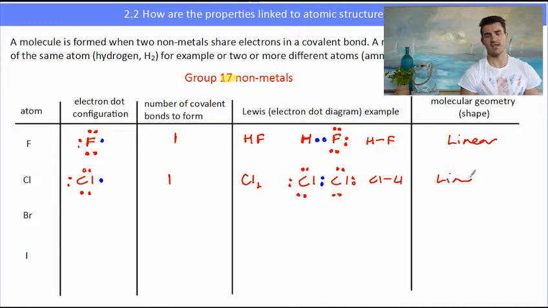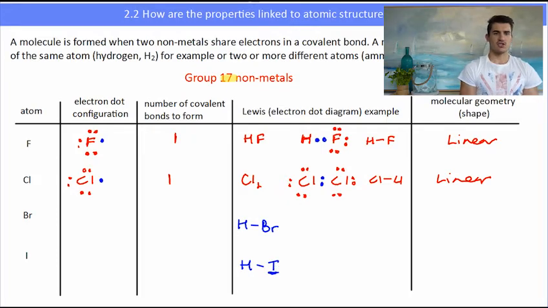The bromine and the iodine will do a very similar thing, so that means that they're in the same group, they'll do a very similar process. So we could have HBr, hydrogen bromide, or we could have HI, hydrogen iodide. They're going to have the same shape and they're going to share the same number of electrons.